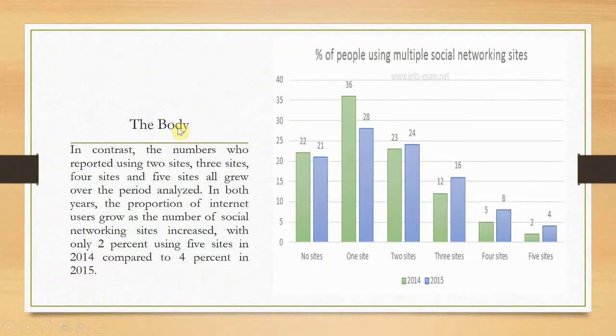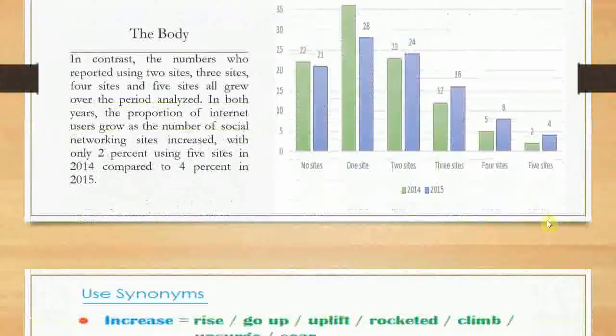In the next body paragraph, you can give the details. In contrast, the numbers who reported using 2 sites, 3 sites, 4 sites, and 5 sites all grew over the period analyzed. In both years, the proportion of internet users grew as the number of social networking sites increased, with only 2% using 5 sites in 2014 compared to 4% in 2015.